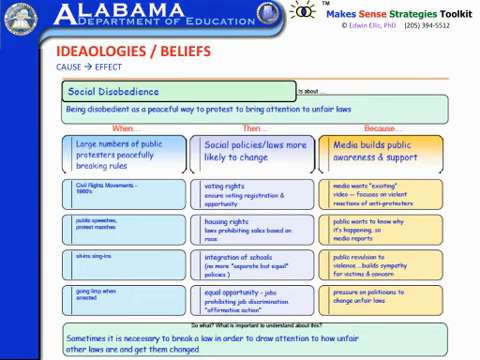When, then, because on social disobedience. So for example, when you have large numbers of public protesters that are peacefully breaking rules, then social policies are more likely to change because the media gets involved and builds awareness and support for the cause. And so that sort of captures the essence of that process. Social disobedience being an ideology or addressing an ideology.